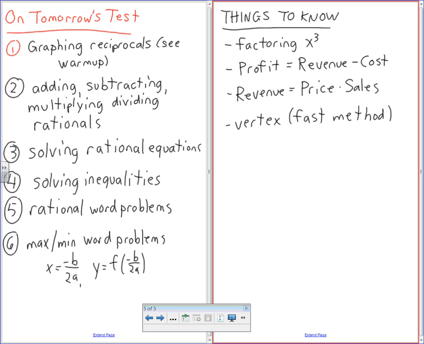Okay, so there'll be one graph, adding, subtracting, multiplying, dividing rationals, solving rational equations, solving inequalities, rational word problems, that's like the river questions, or like Mr. Sadler's running, where Tristan has a 10 meter per second faster than me, and he gives me a 10-hour head start, and he still beats me by 3 hours. Or something. Okay, for example. Maximum word problems will be like profit ones will probably be one of those.